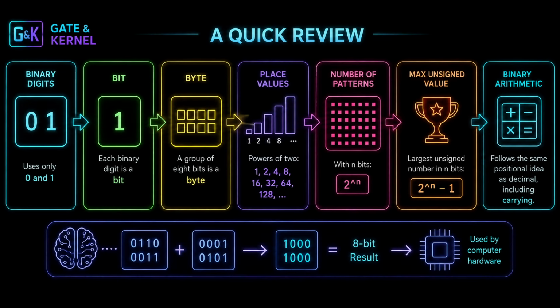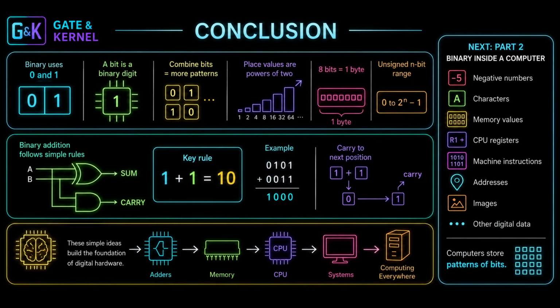Conclusion: binary numbers are one of the foundations of computing. Processor registers contain bits. Memory stores bits. CPU instructions are encoded as bits. Files, images, audio, programs, and network data are ultimately represented as patterns of bits. In Part 2, Binary Inside a Computer, we will move beyond basic numbers and see how these patterns can represent negative numbers, characters, memory values, CPU registers, machine instructions, addresses, images, and other digital data.